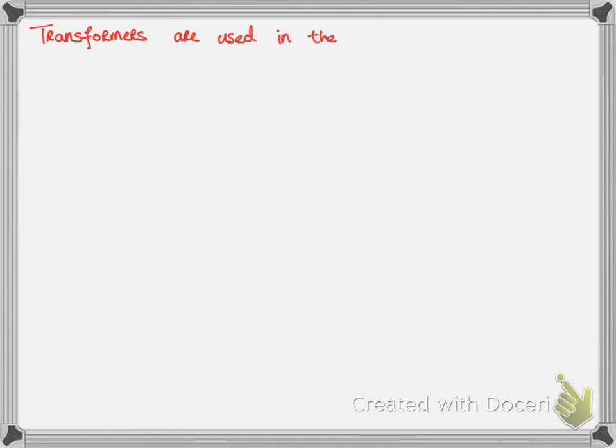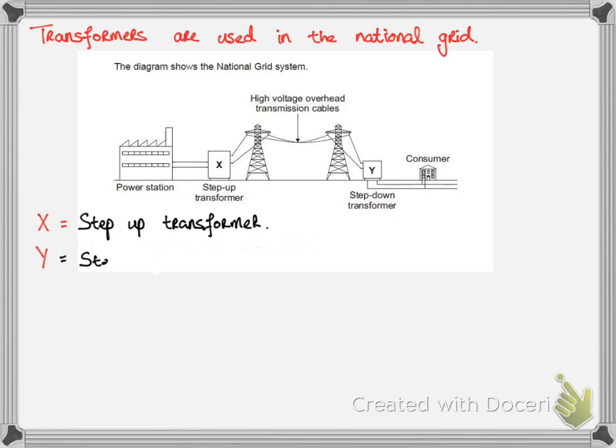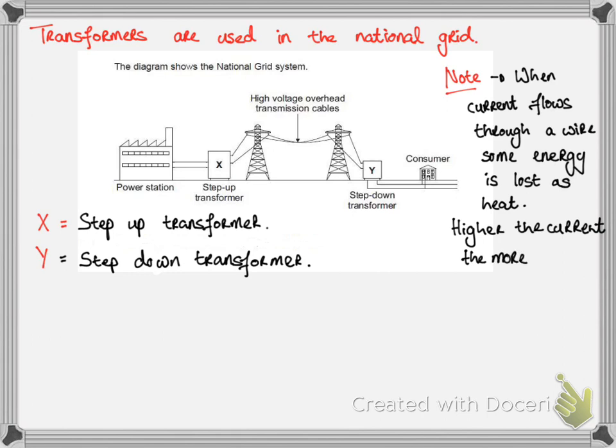So where do we use transformers? Transformers are used in the national grid and help us with the generation of electricity. So here, X is labelled a step-up transformer and Y is labelled a step-down transformer. There's a key note that we should take into consideration here. When current flows through a wire, some energy is lost as heat. The higher the current, the more energy that will be lost.